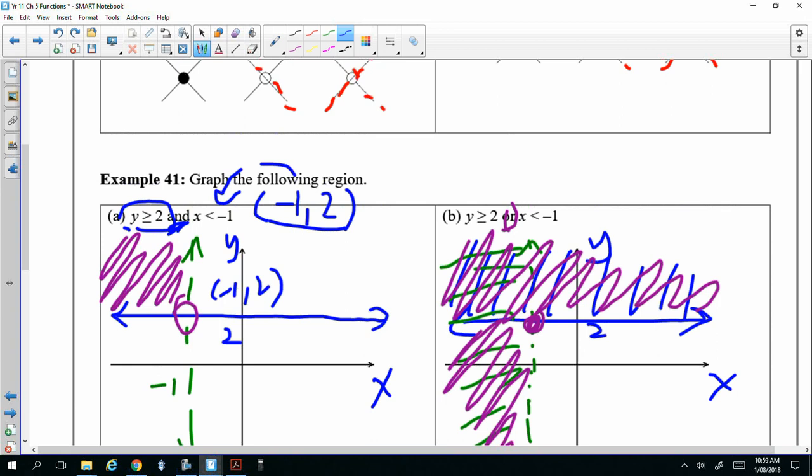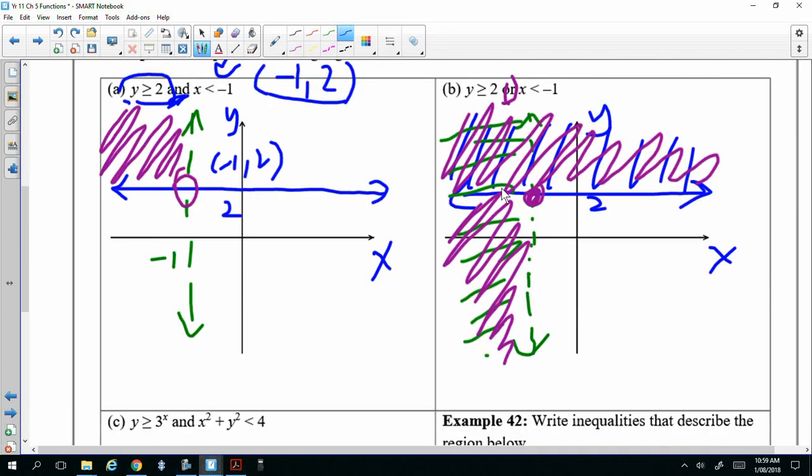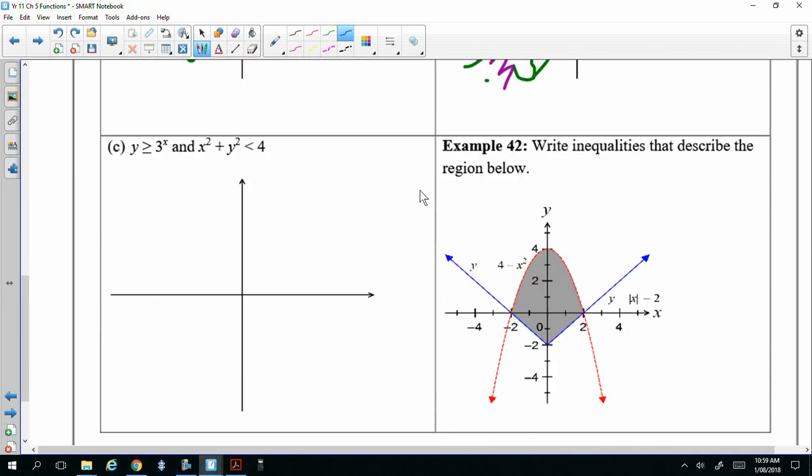Okay. Alright, let's move on to the next one. Alright, this is a circle of radius 2.